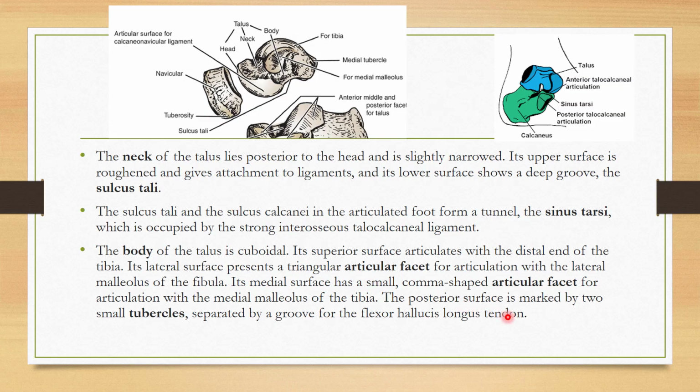Inferiorly, the posterior surface is marked by two small tubercles which are medial and lateral tubercles, and which are separated by a groove, which is because of the flexor hallucis longus tendon. Remember this thing, that the posterior surface of the talus is grooved by flexor hallucis longus tendon. This can come in your exam.